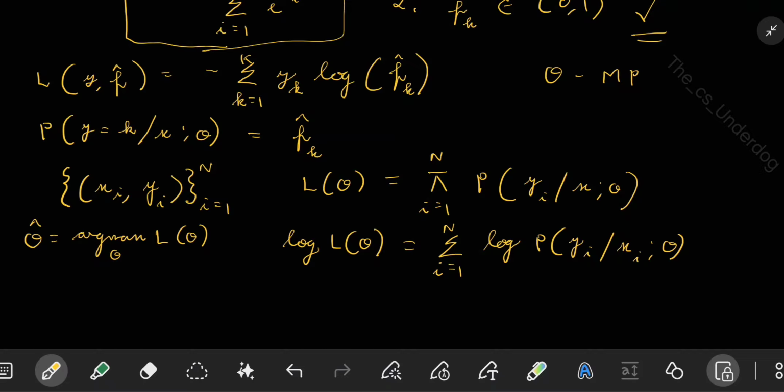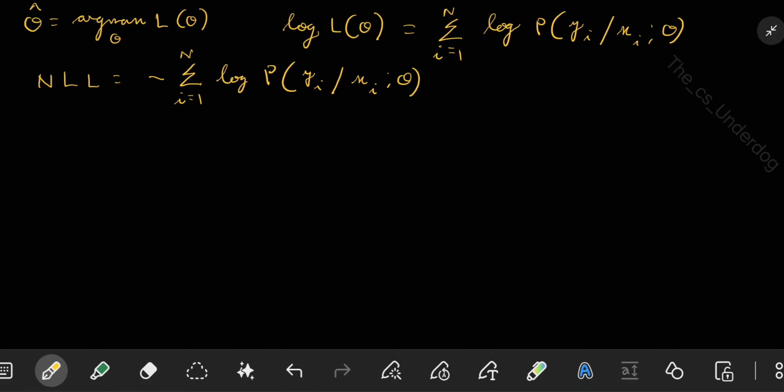How can I write negative log likelihood? This is just negative of this value. This is log likelihood. If I simply put a negative sign, it will become negative log likelihood. So minus of sigma i is equal to 1 to n log probability of p of yi given xi theta. So I just copied whatever is here and I put a negative sign in front. So this is your negative log likelihood.